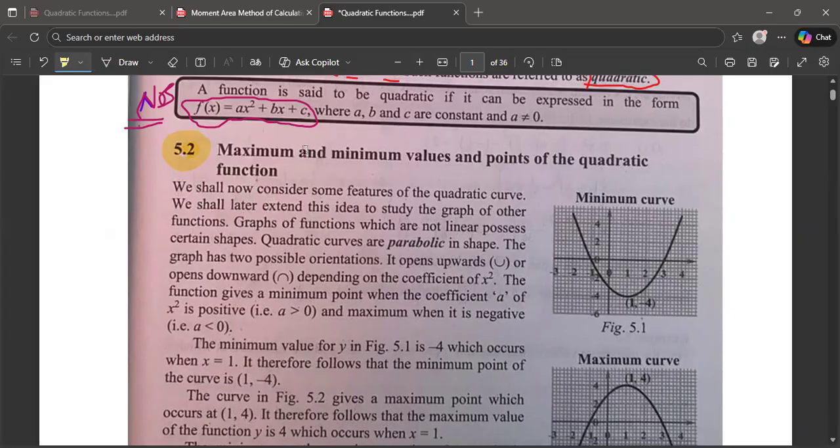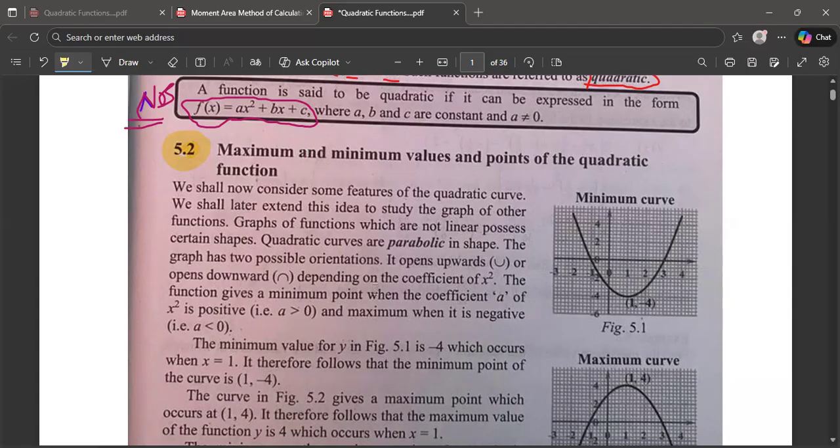Maximum and minimum values and points of the quadratic function. We shall now consider some features of the quadratic curve. We shall later extend this idea to study the graphs of other functions. Graphs of functions which are not linear pose certain shapes. Quadratic curves are parabolic in shape. The graph has two possible orientations. It opens upwards or opens downwards, depending on the coefficient of x squared.